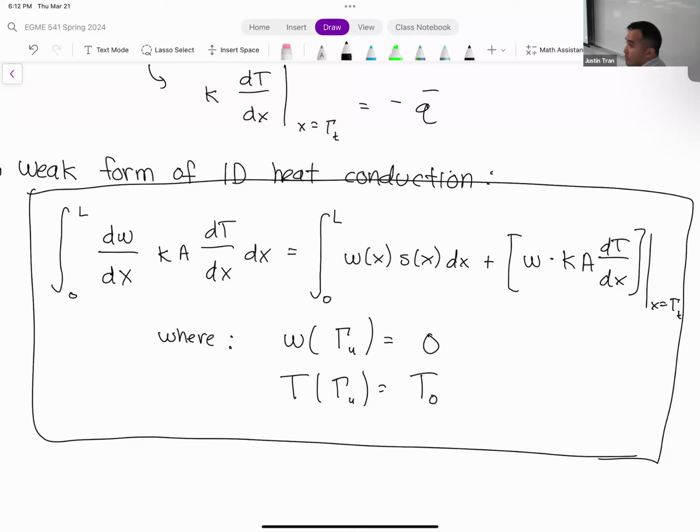Are we always going to have the S of X for all of them? Yes, S of X is always going to be given to you. That's one of the inputs to the problem. A lot of times it's going to be 0, because thermal generation is pretty rare, but it'll always be given to you.